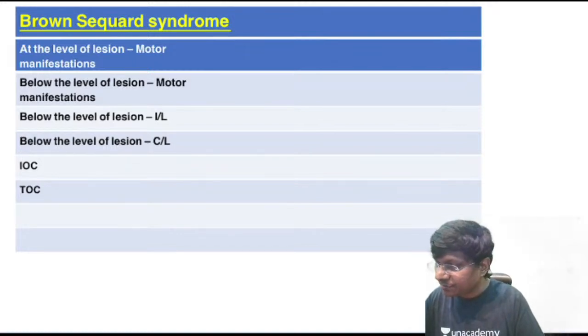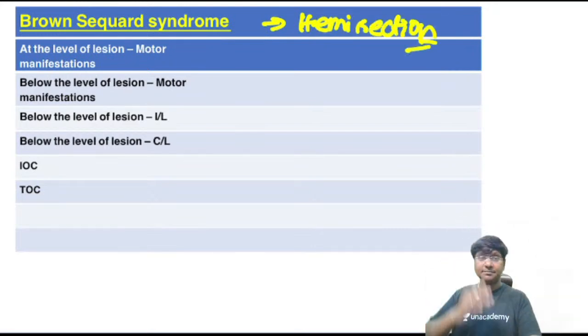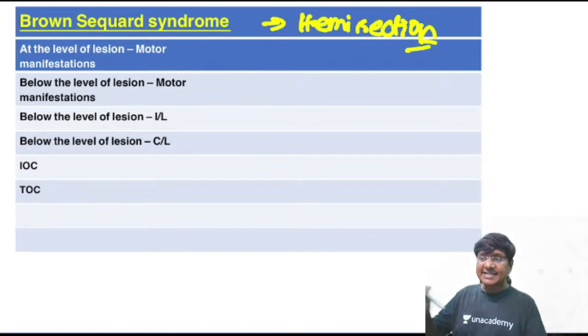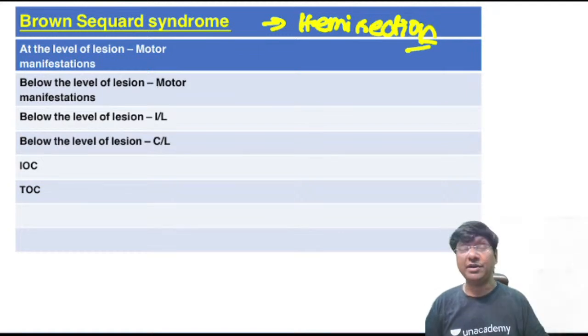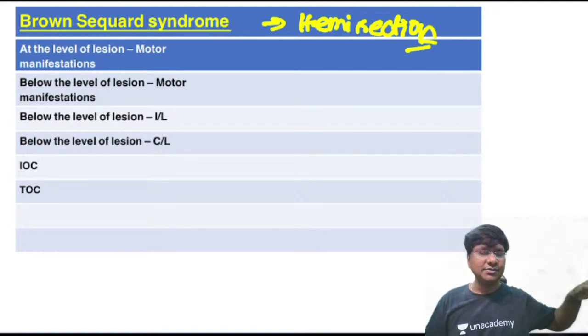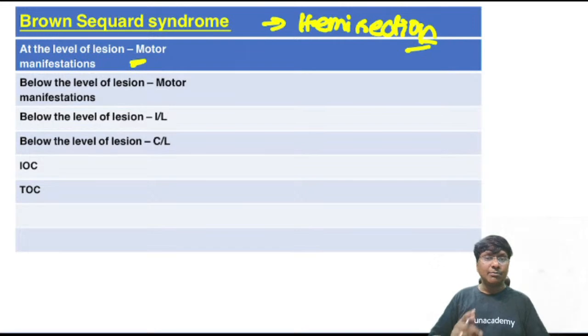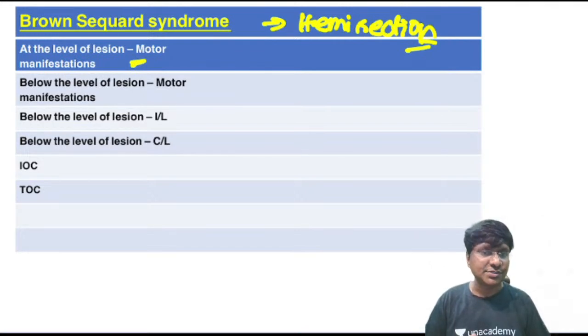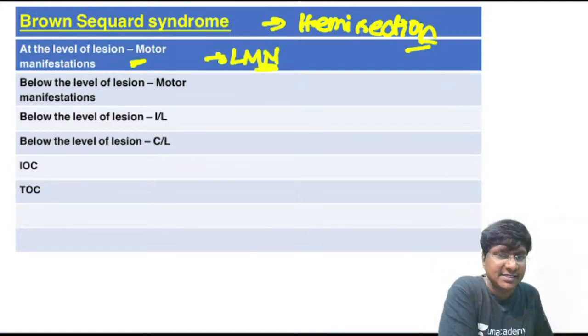So Brown-Sequard syndrome, what exactly is this? It is the scenario where there is hemisection of the spinal cord. Hemisection of the spinal cord. So once there is hemisection of the spinal cord, you have motor manifestations and sensory manifestations. But what you have to know is, at the level of lesion, what will be the signs and symptoms? Below the level of lesion, what will be the signs and symptoms? Okay. So at the level of lesion, the motor manifestations will be lower motor neuron type of paralysis.